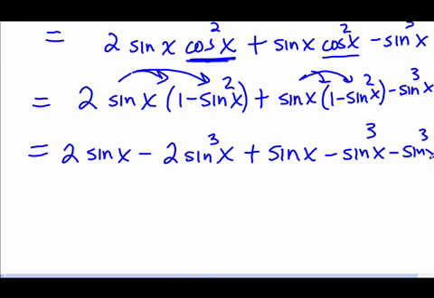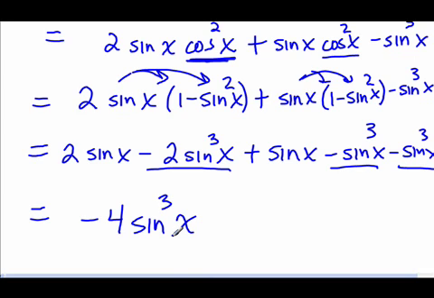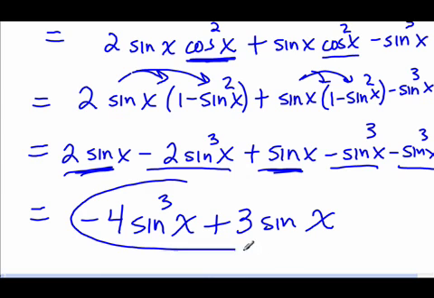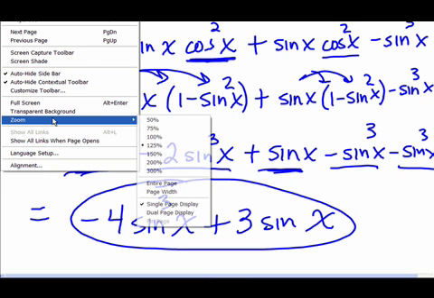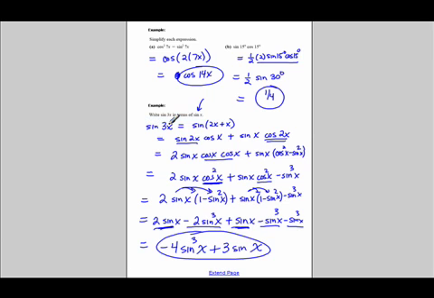And now when I look at all those terms, I've got everything in terms of sine x. Do I have any like terms? Here is negative 2 cubes, negative 3 cubes, negative 4 cubes. So altogether I have negative 4 sine cubed x's. And I've got 2 sine x plus another sine x gives me positive 3 sine x. And there, folks, is an equivalent expression. I don't even think Ripley would believe that.